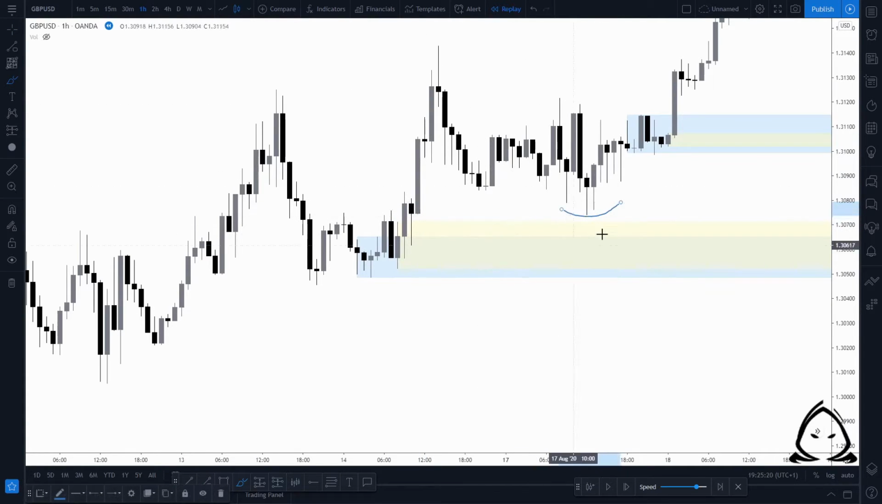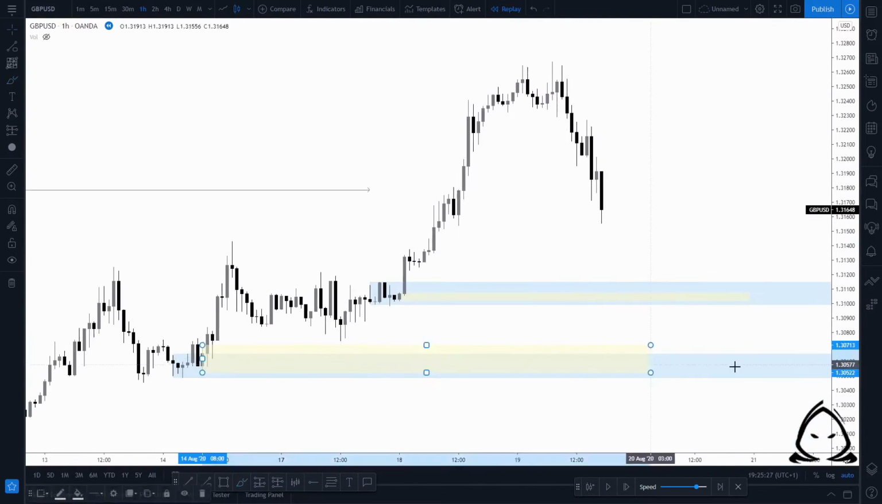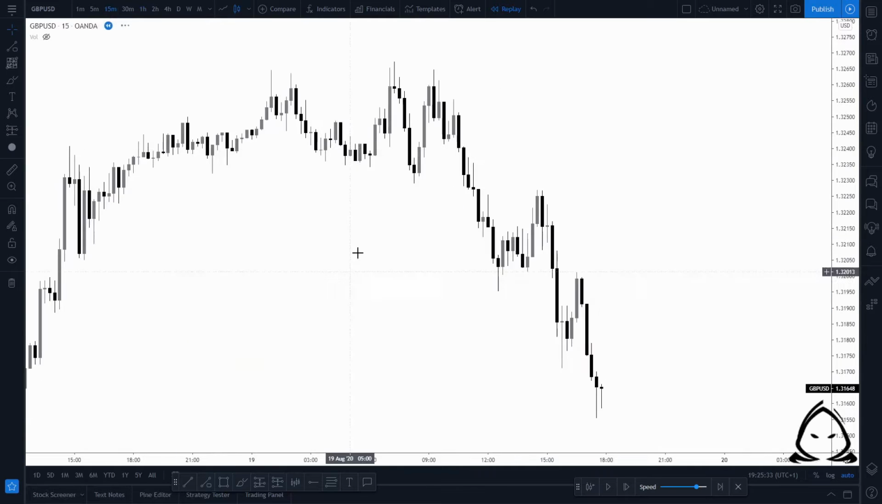We can see that price came down to tap into that block, but was met with momentum that ultimately blasted price to the upside. So now that we have these order blocks refined in the hourly, let's take it one step further and we will refine on the 15-minute.